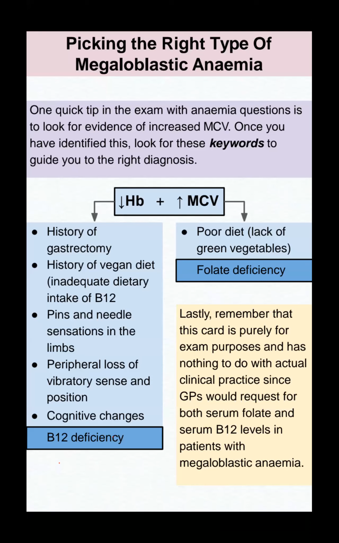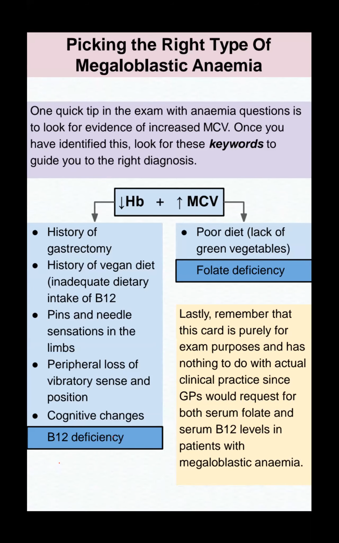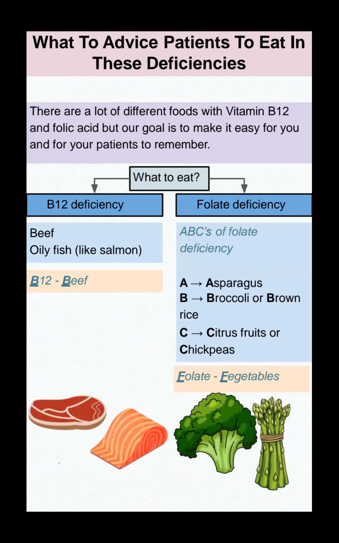Picking the right answer means megaloblastic anemia, MCV will be high. Along with the history, we have to remember the poor diet, like of green vegetables, and we have to remember this is the megaloblastic anemia scenario. So the folate deficiency or B12 deficiency.